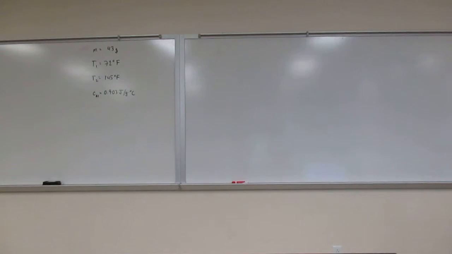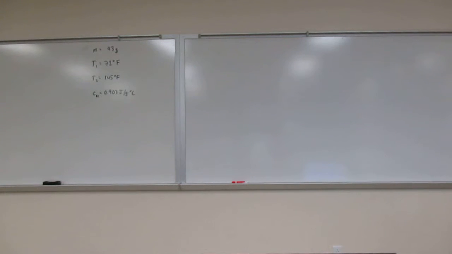Okay, so this problem says, how much heat in joules is required to heat a 43 gram sample of aluminum with a specific heat capacity of 0.903 joules per gram times degrees Celsius from 72 degrees Fahrenheit to 145 degrees Fahrenheit. So we've already gleaned all the information that the problem is giving us that we're going to need for this problem.